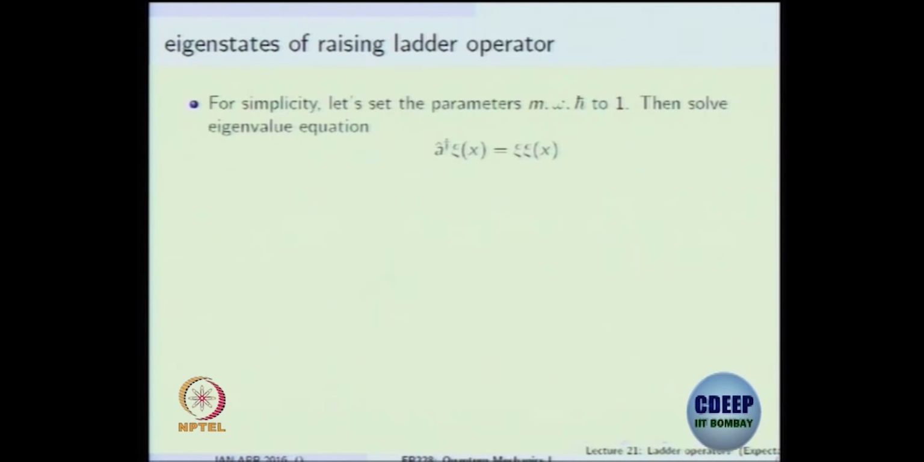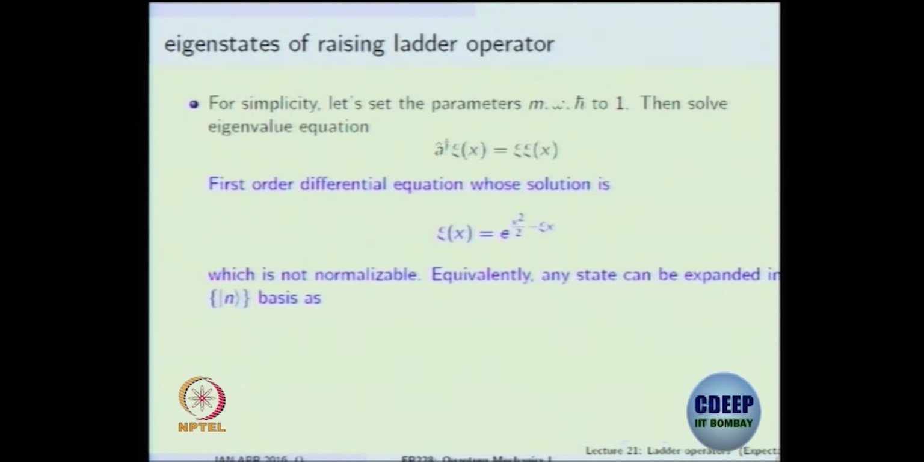So, eigenstates of the raising ladder operators. Take the eigenvalue equation on the wave functions. Because A dagger is a first order differential operator in the position space, I hope I will be able to solve it. So, try to solve the first order differential equation. This will involve a d by dx plus an x on psi of x. That first order differential equation I am sure all of you can solve.